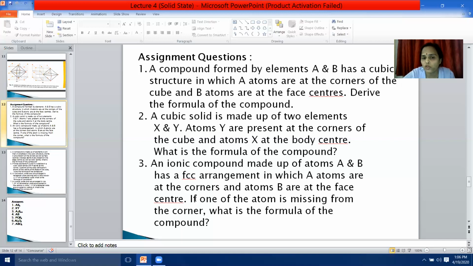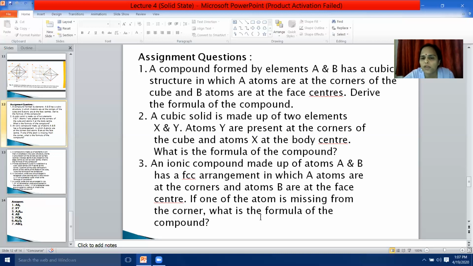But here you have to see the question that is being followed by. It is: if one of the atoms is missing from the corner, means out of 8 only 7 atoms are present. So you cannot take the contribution as 8 here, rather you will take it as 7. 7 particles are present and the contribution is 1 by 8. So 7 into 1 by 8 gives you the value of A atoms as 7 by 8, and B atoms has 3. So A is to B is proportional to 7 by 8 is to 3.